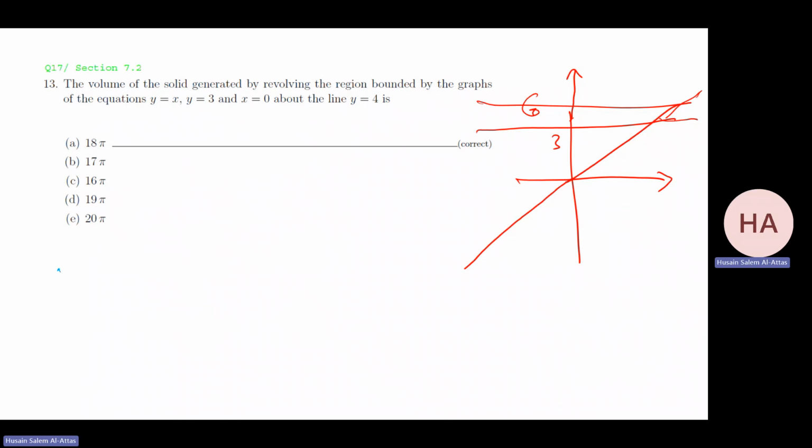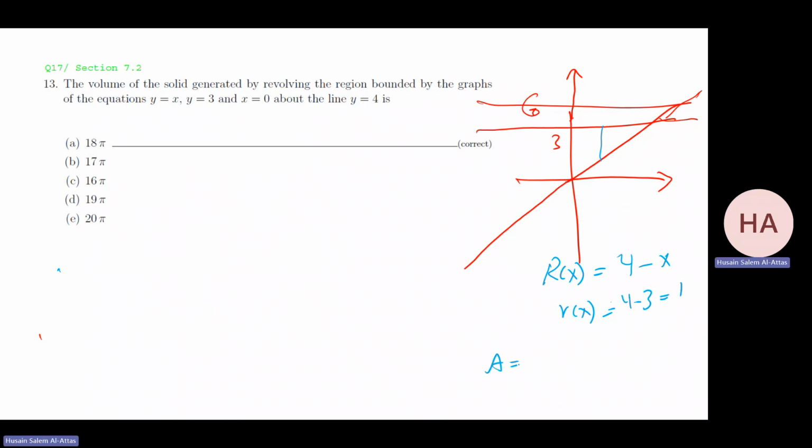I have the y-axis, x equal... Okay. So what will be my line? This will be my line. Okay, I have capital R of x, the upper one, which is 4 minus x. The small one will be 4 minus 3, which is 1.